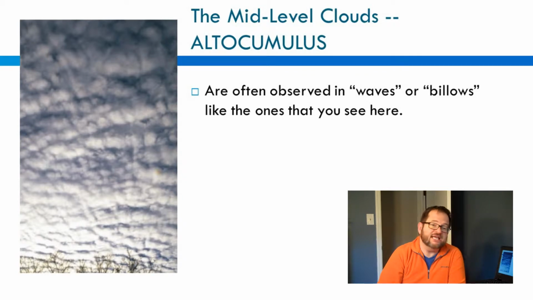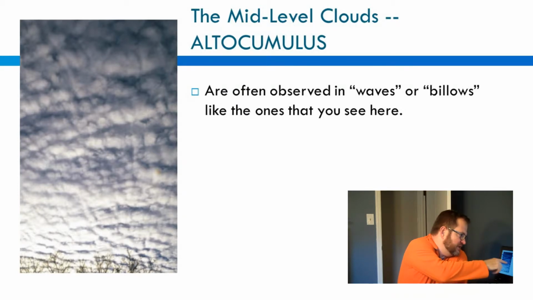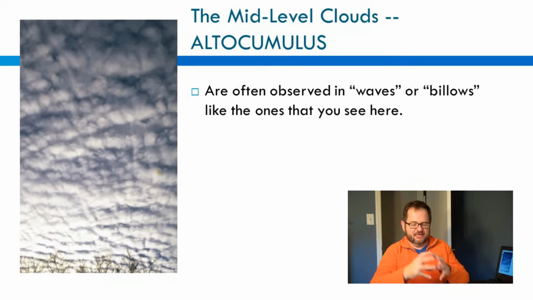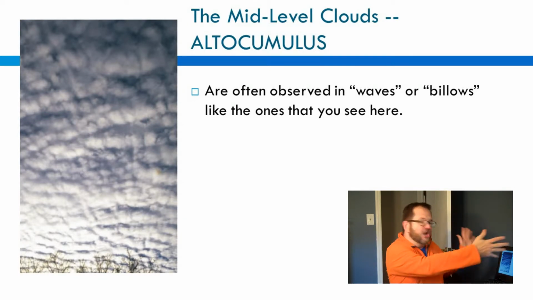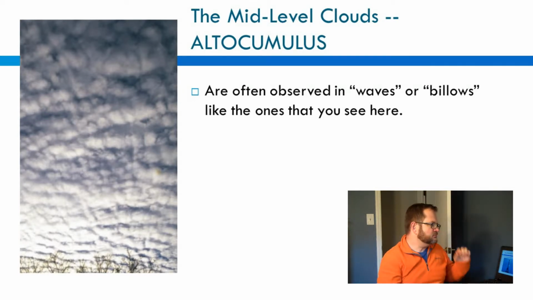Again, ALTOCUMULUS clouds tend to occur in waves or billows. Billows is a more technical term. Each of these lines that you see here in this picture is a set of ALTOCUMULUS clouds occurring side by side. It's not important at this exact stage to know why they occur that way, but they tend to occur in these waves or billows. Again, they're gregarious. You never see one ALTOCUMULUS cloud. You see hundreds of them at one time.